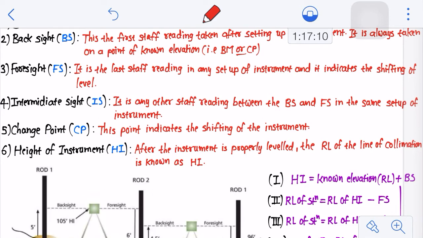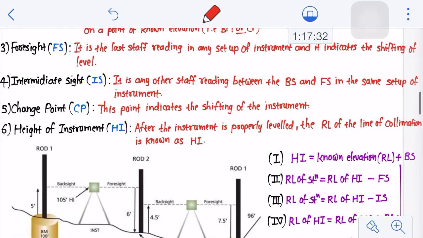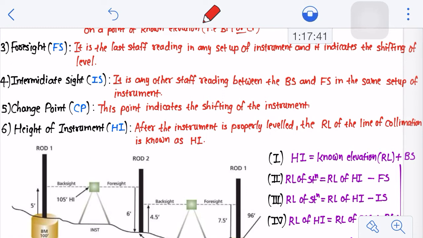It may be possible that when you keep your instrument on a particular point or station, you take your readings at regular intervals. So there are a number of points you can cover from that particular instrument station, and that's how there might be more readings between your backsight and your foresight. Any other staff reading between your backsight and foresight is termed as your intermediate sight or IS reading, right? So that's your IS reading.